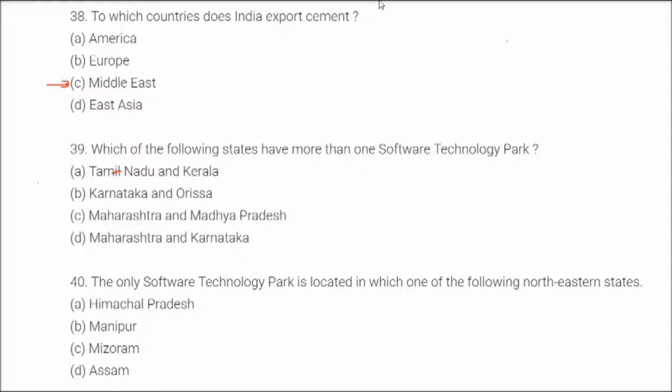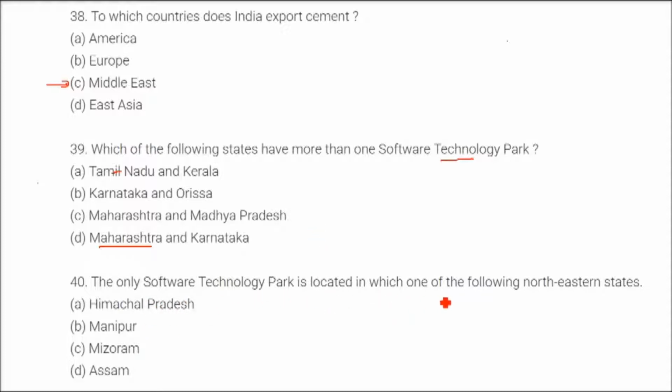Which of the following states have more than one software technology park? The answer is Maharashtra and Karnataka. In Maharashtra we have Pune and Mumbai, and in Karnataka we have Bangalore and Mysore, but these have changed. So we have certain more states which have a number of STPIs.